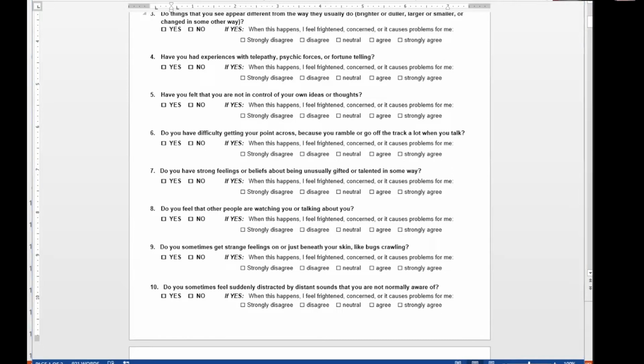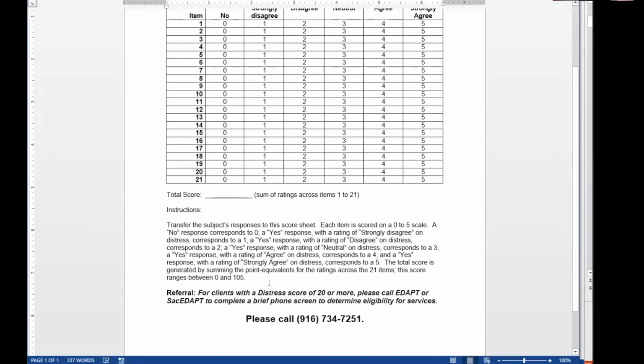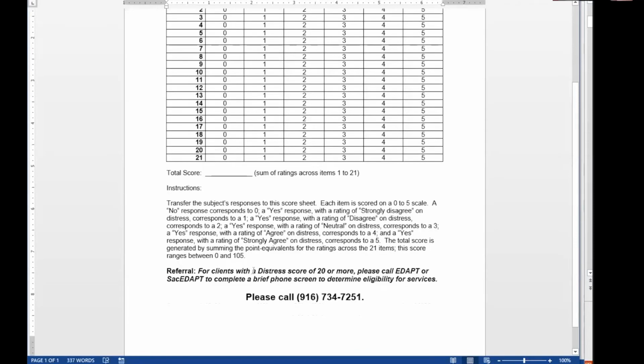Then I give them the scoring sheet. Here's the scoring sheet. So they go through, circle 0 for no. And if they circle yes, they circle the score for the different levels of distress. They sum this, and that gives you your total, okay? Then here's the instructions. At the bottom, it says, if this total score is 20 or more, please call us for a brief phone screen. And it puts our number at the bottom. Okay, so I give that to them.